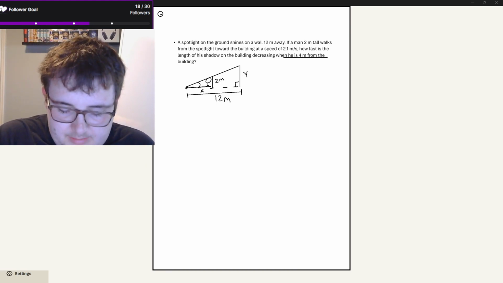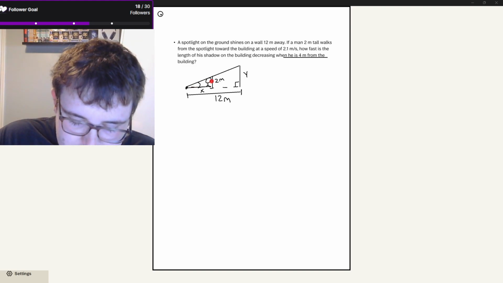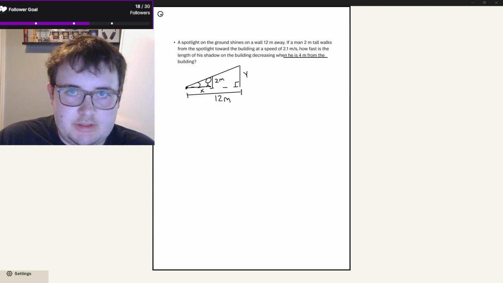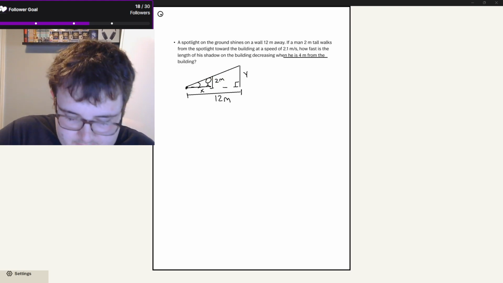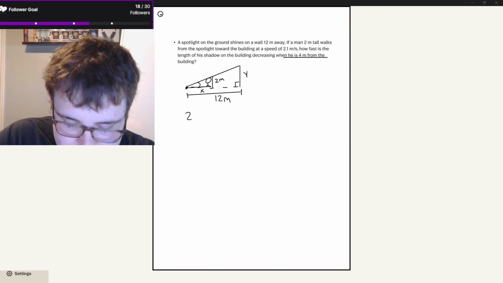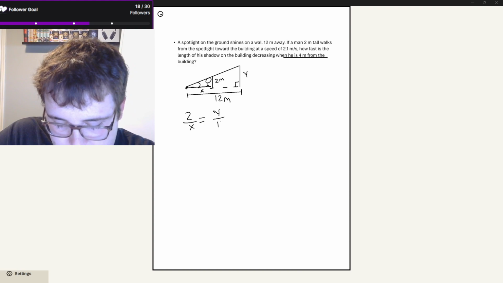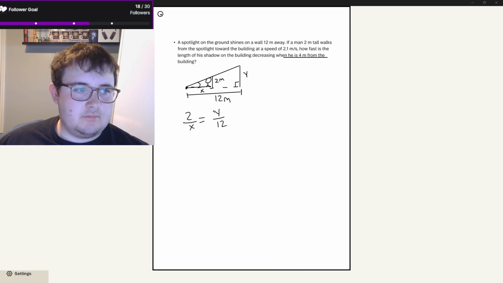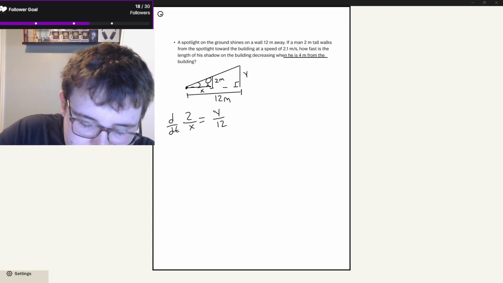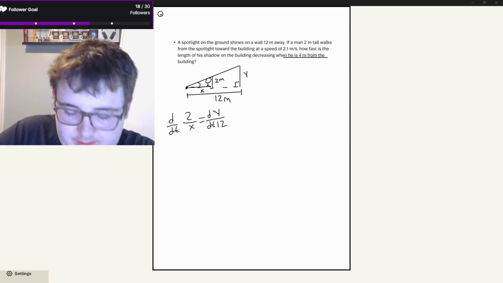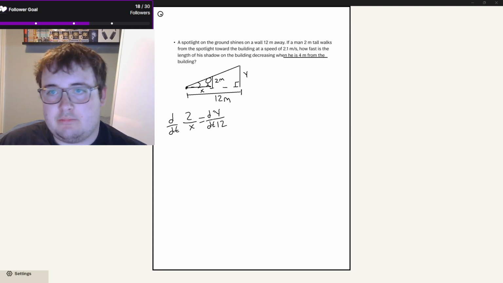Given this is coming from the same angle, we know this part of the triangle will be proportional to the big part of the triangle, this and this. So let's set that up: 2 over x is going to be equal to y over 12. Now what we need to do is take the derivative of this with respect to time to set up our related rates problem.